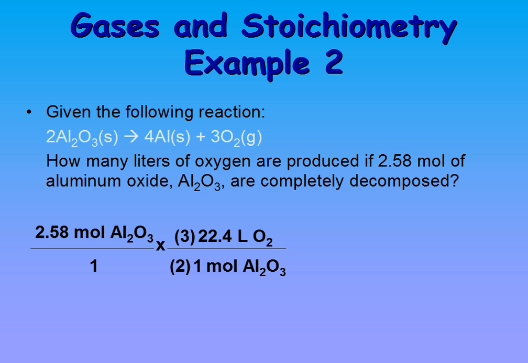We can cancel out our moles of aluminum oxide, and at this point we will multiply the 3 numbers in the numerator, 2.58 times 3 times 22.4, and divide everything by 2. And that will give me 3 sig figs because of the 2.58 moles, and the final answer will be 86.7 liters of oxygen.